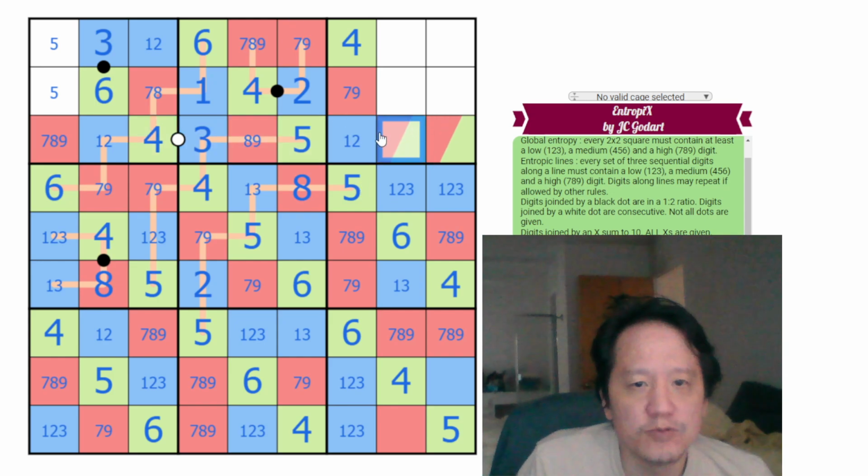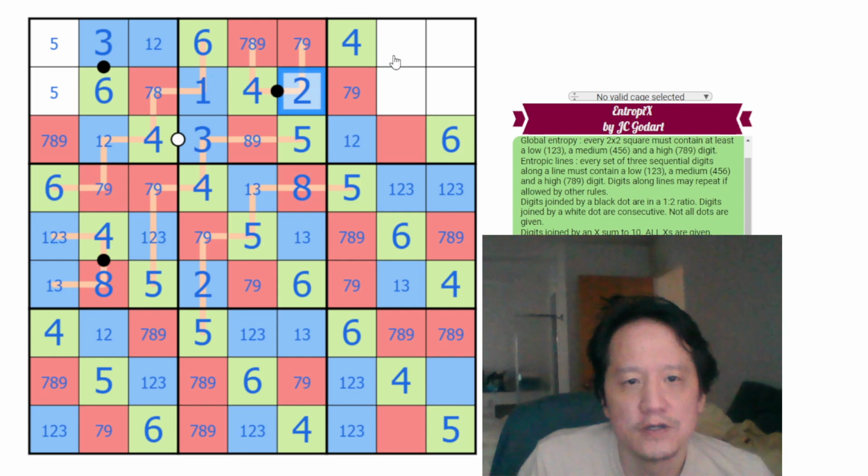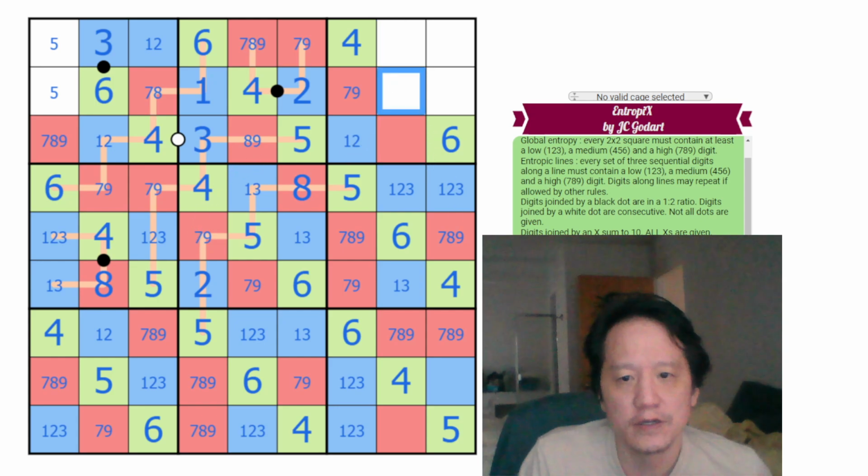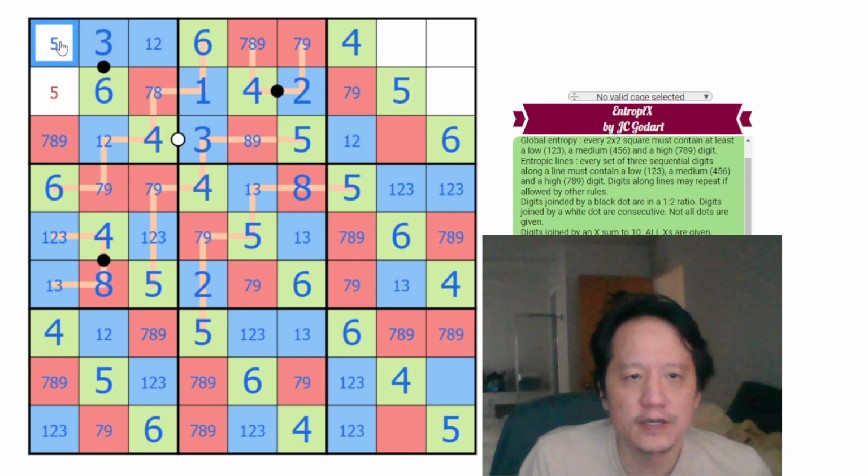The 6 has to be one of these two, and it cannot be that one. So this is red. This can't be red. This is green. So this is 6. The 5 has to be one of these two. But we need a green here to fill the 2 by 2. So this is 5. Which means that can't be 5, which means this is 5. So this is green. This is red. Since that's red, this has to be blue, and it's a 3.